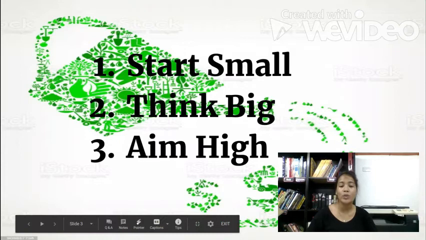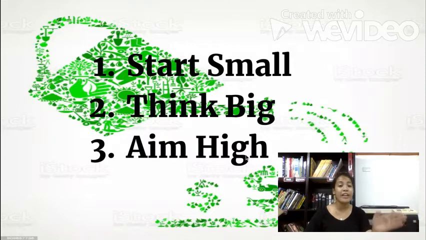Okay? Next we have aim high. At this time, class, if you are able to save money from start small and think big, then you can actually buy your own land. You can buy land where you can plant more orchard trees. Another thing, you can hire workers to work for you and help the environment to be greener. So that's aim high. In order for you to succeed, let's follow the three tips. Are we clear?